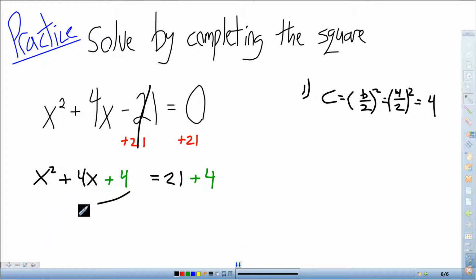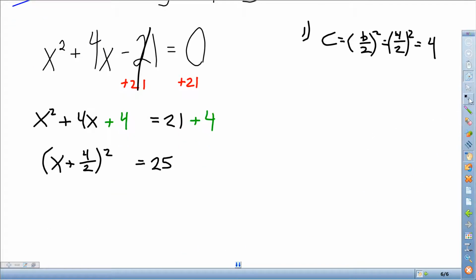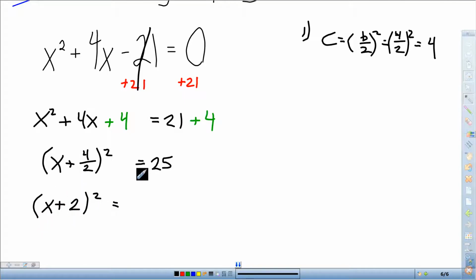Okay, step number 2 is writing this thing in its factored form, which is x plus b divided by 2, our b value is a 4, and then squared. Over on the right, looks like we have 25. Okay, so real quick, x plus 4 divided by 2 is 2 squared. Over on the right, we've got that 25.